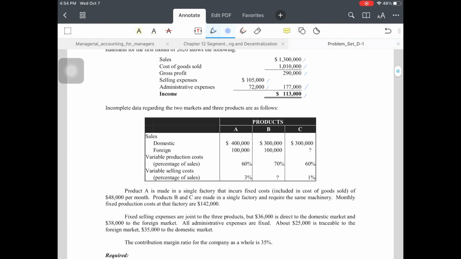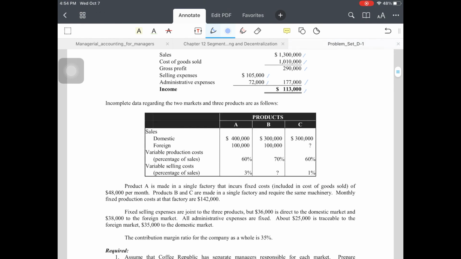Here we are given a table which consists of the 3 products and their sales, variable costs, and variable selling costs. For product A, we have sales under the domestic market of $400,000, and for the foreign market it is $100,000. As for its variable cost, it is 60% of total sales. And for the variable selling costs, again it is a percentage of sales, which is 3%.